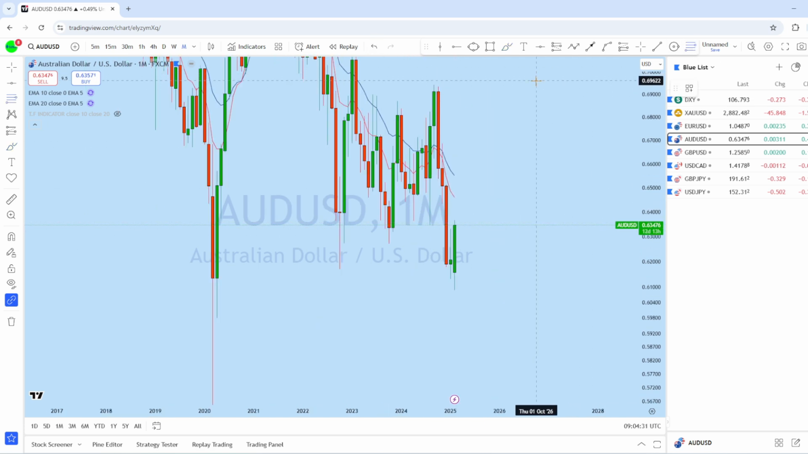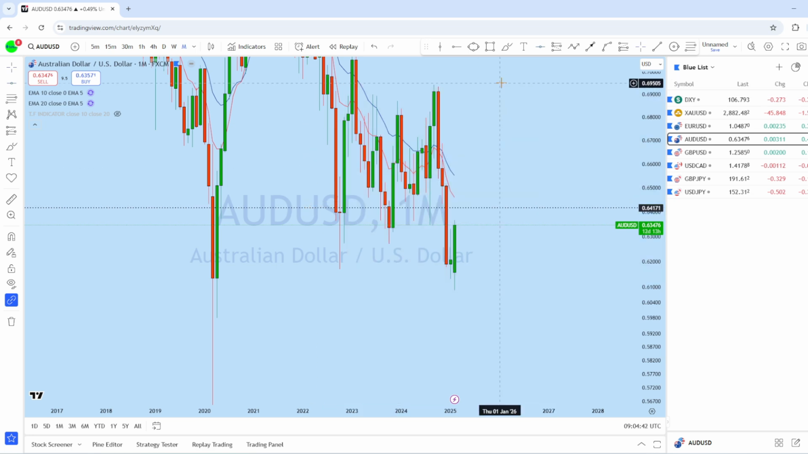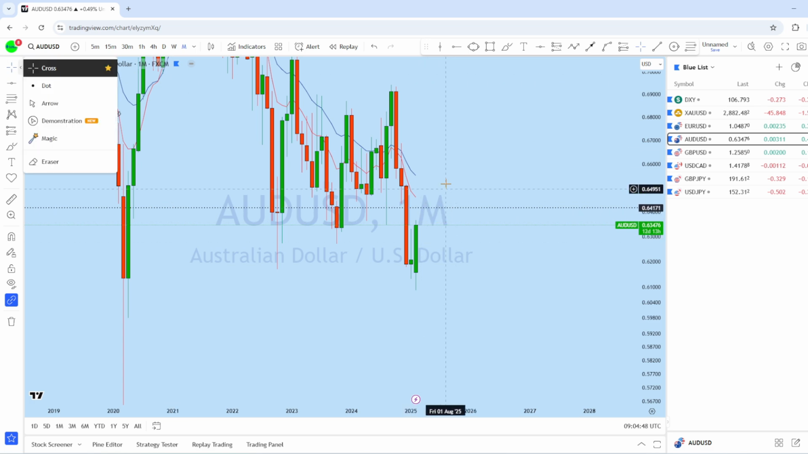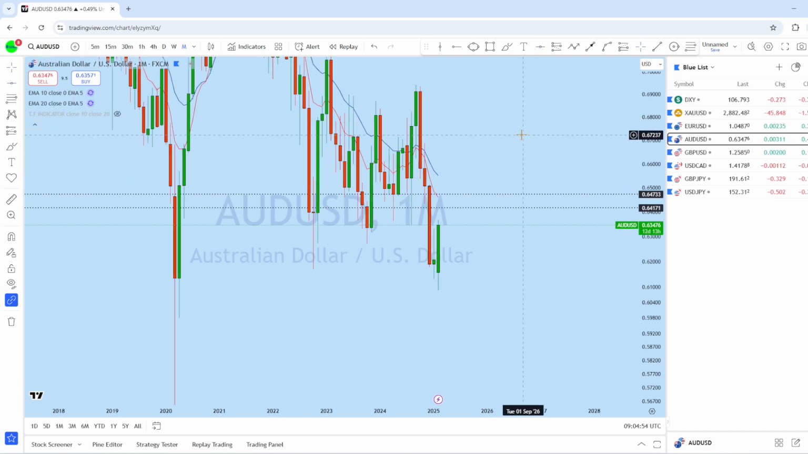Looking at the Fibonacci perspective from high to low, we can see that AUD USD is also approaching a potential 38.2% Fibonacci level here, and with that Fibonacci level expecting AUD USD to bounce back up, and I think it might bounce back up even further to the upside, potentially to 50% or crossing above that.